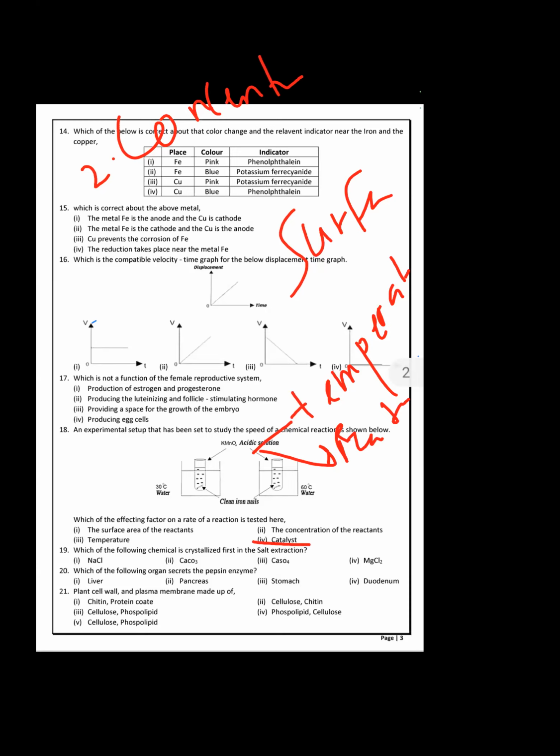19. Which of the following chemicals crystallizes first in the salt extraction? Magnesium chloride, or copper sulfate, or calcium carbide, or sodium chloride? What will be the answer? First, salt extraction.